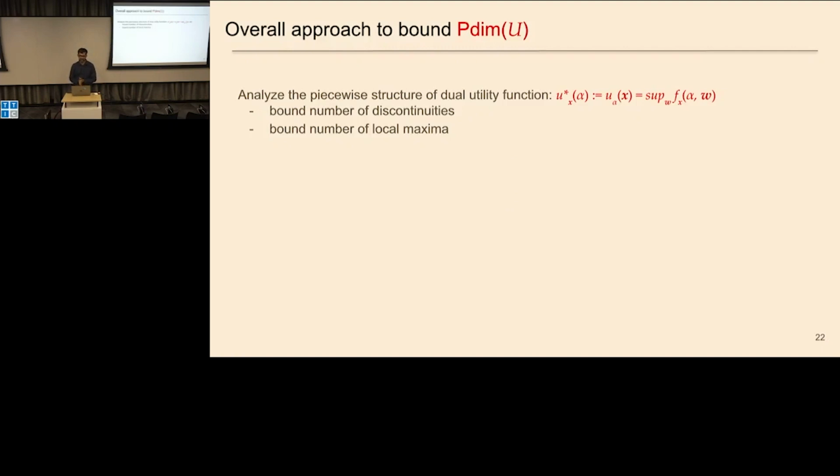Right, so this is the high-level goal. You want to analyze the piecewise structure of this U star X alpha function. We want to bound the number of discontinuities and the number of local maxima. And it turns out there's a lemma which says that these are sufficient quantities to characterize the worst case above-below behavior that the family of functions can exhibit with respect to the shattering that we care about.